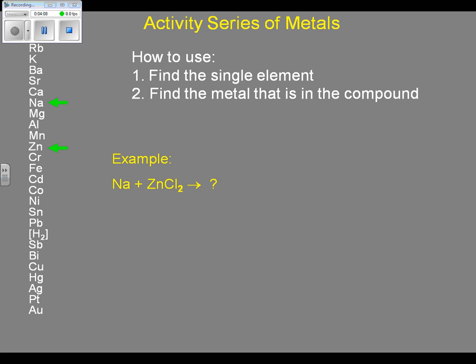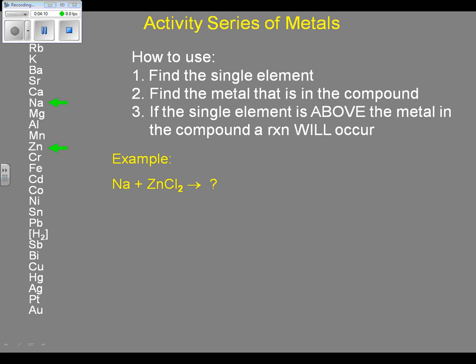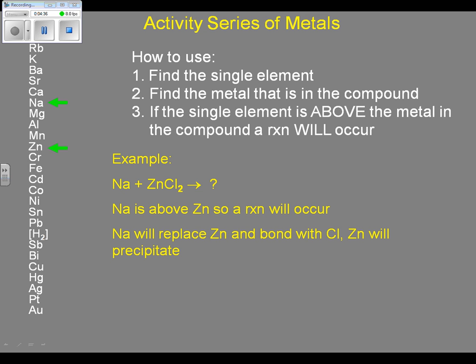There is zinc. If the single element is above the metal in the compound, a reaction will occur. So will a reaction happen here? Yes, sodium is above zinc, and so sodium has enough power to replace zinc. So what's going to happen is that sodium is going to kick zinc off and then bond to chlorine. So here's what it's going to look like. Sodium will replace zinc and bond with chlorine.